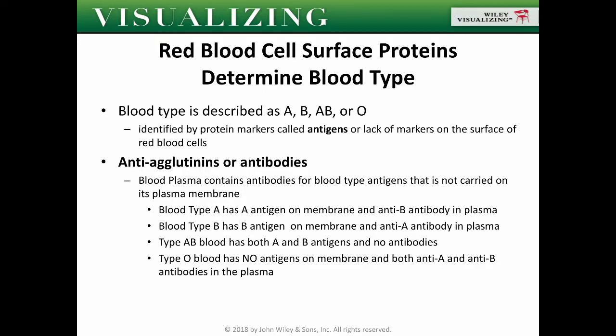So these are identified by protein markers or the antigens. Although antigen is more of a generalized term, antigen is basically just the molecules where antibodies attach to. Okay, so anyway, these are protein markers on the surface of the red blood cells. So the O blood type lacks these antigenic markers. In the blood plasma, we have anti-agglutinins or antibodies.